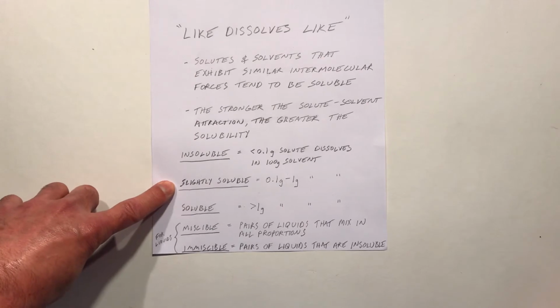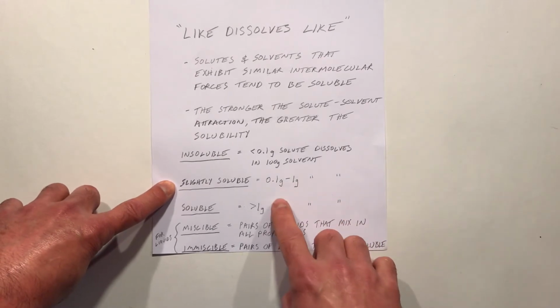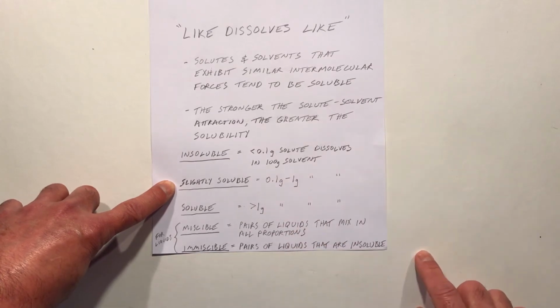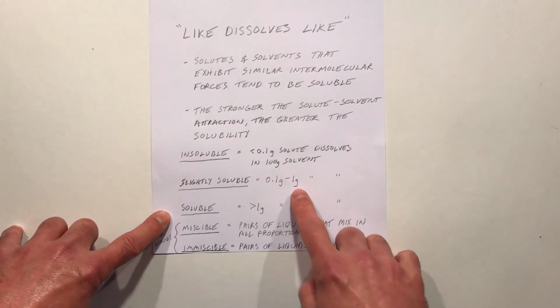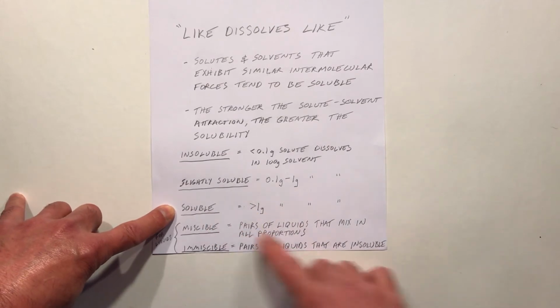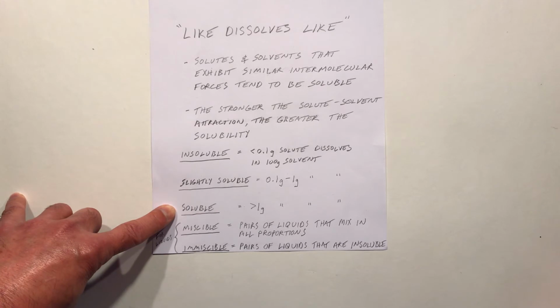If a substance is slightly soluble, then that means just a little bit dissolved. So like between 0.1 grams and 1 gram in 100 grams of solvent. And that would be 0.1 grams of solute or a gram of solute. And then we say it's soluble if more than 1 gram can dissolve in 100 grams of solvent.